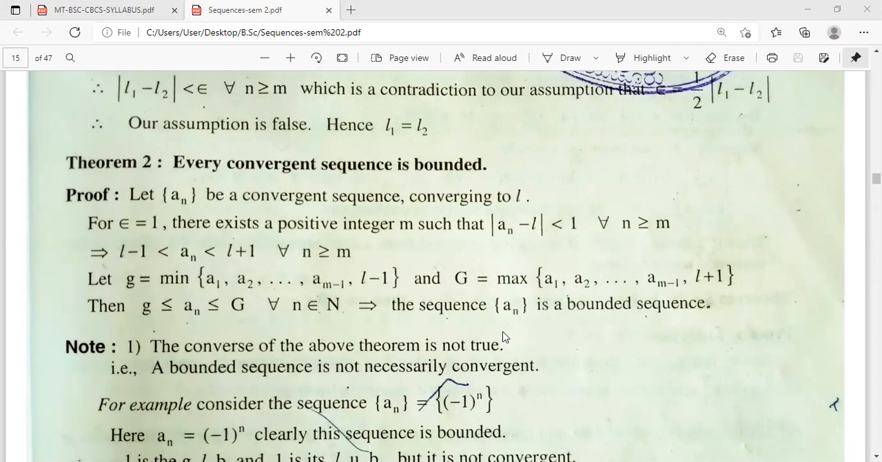Therefore, the sequence a_n is said to be a bounded sequence, because in the format of the text, you see there that we get m less than or equal to a_n less than or equal to M, where the first one is the small letter and the second one is the capital letter.